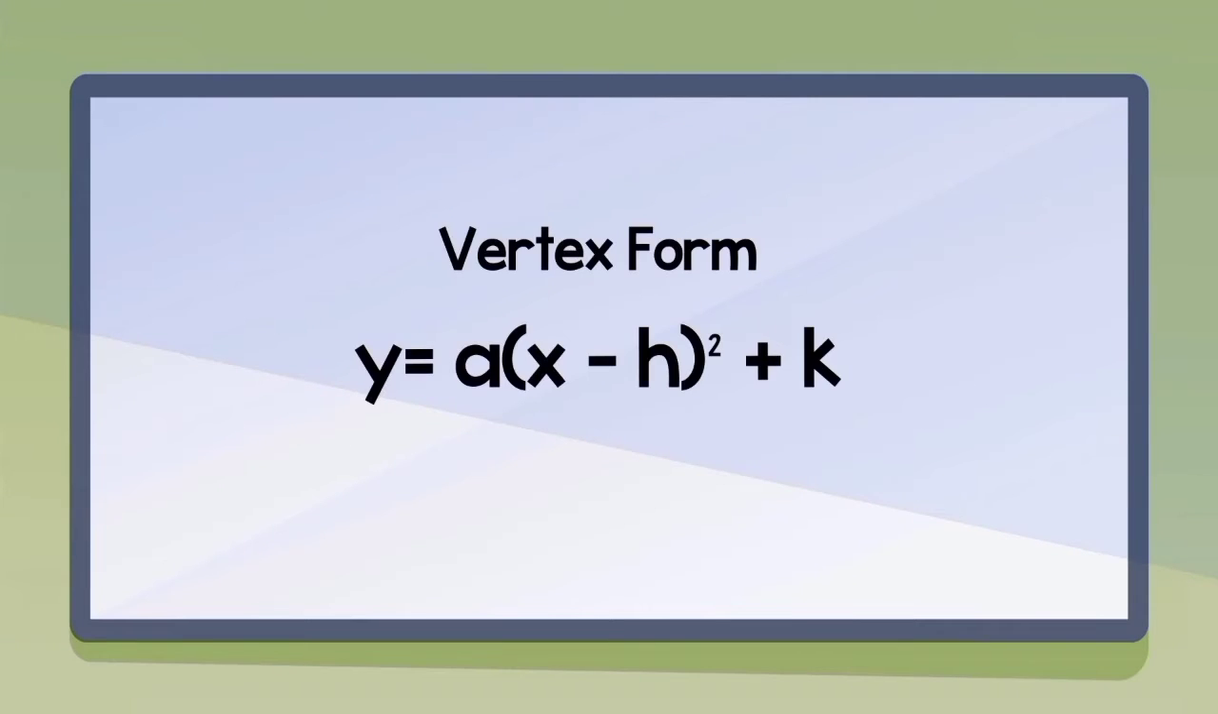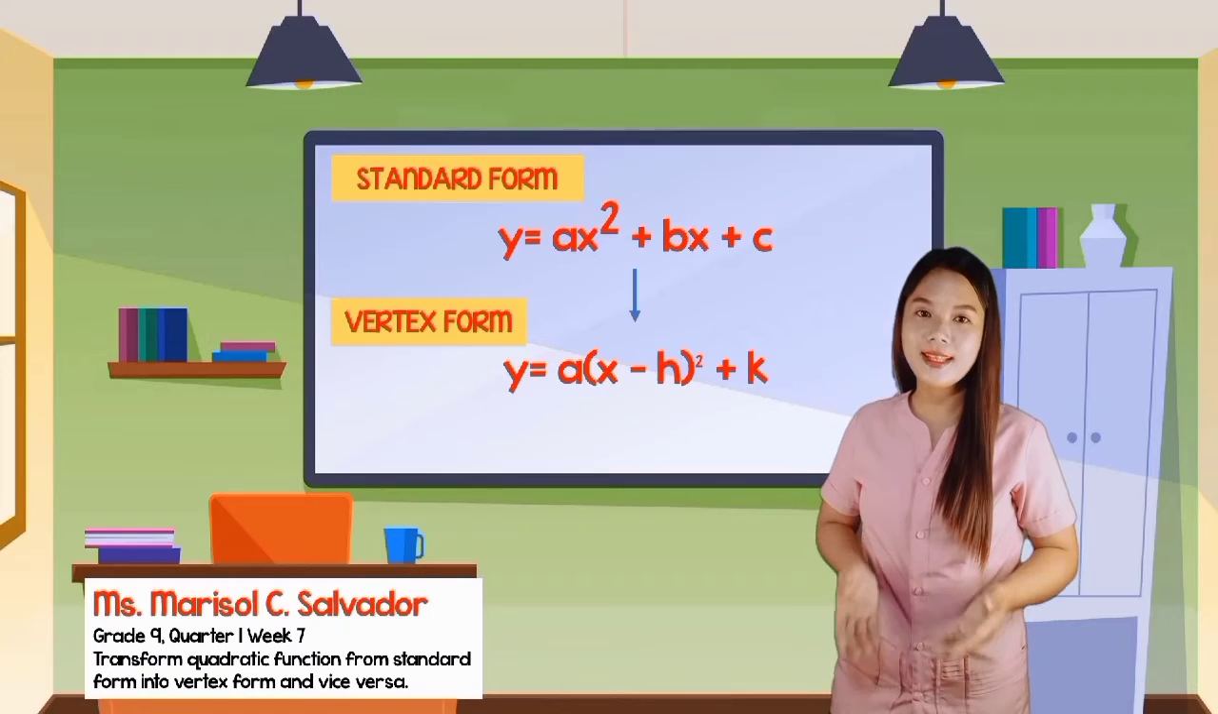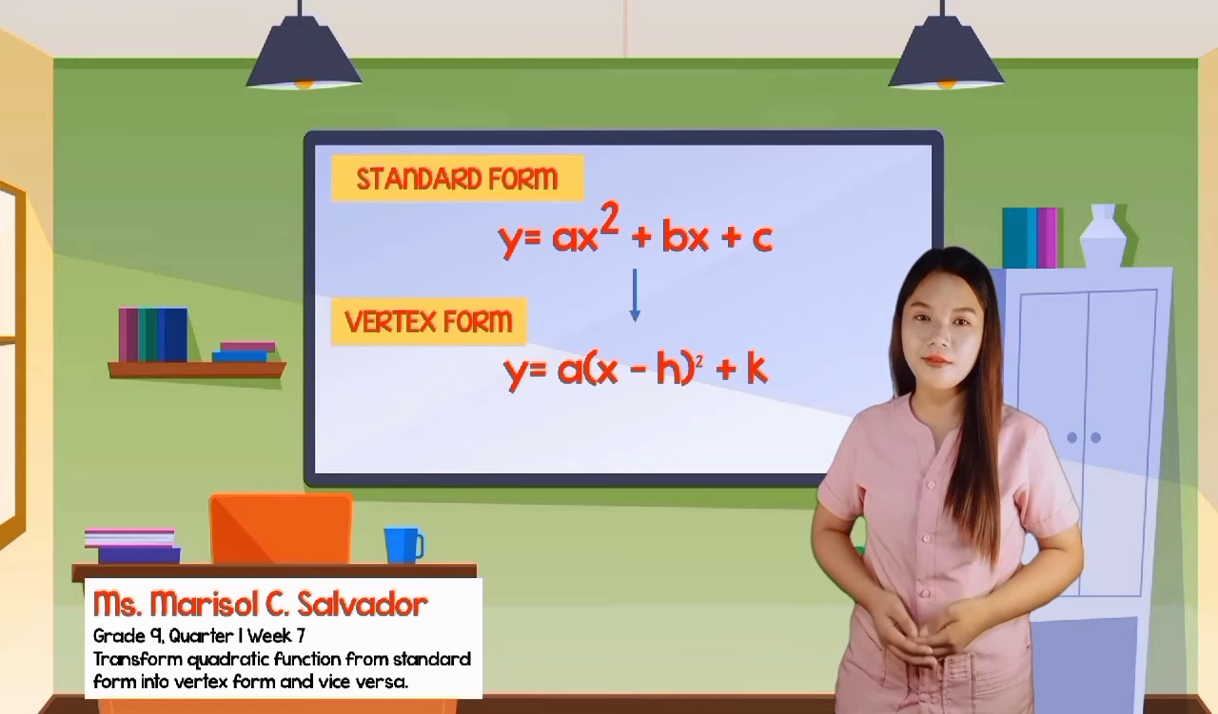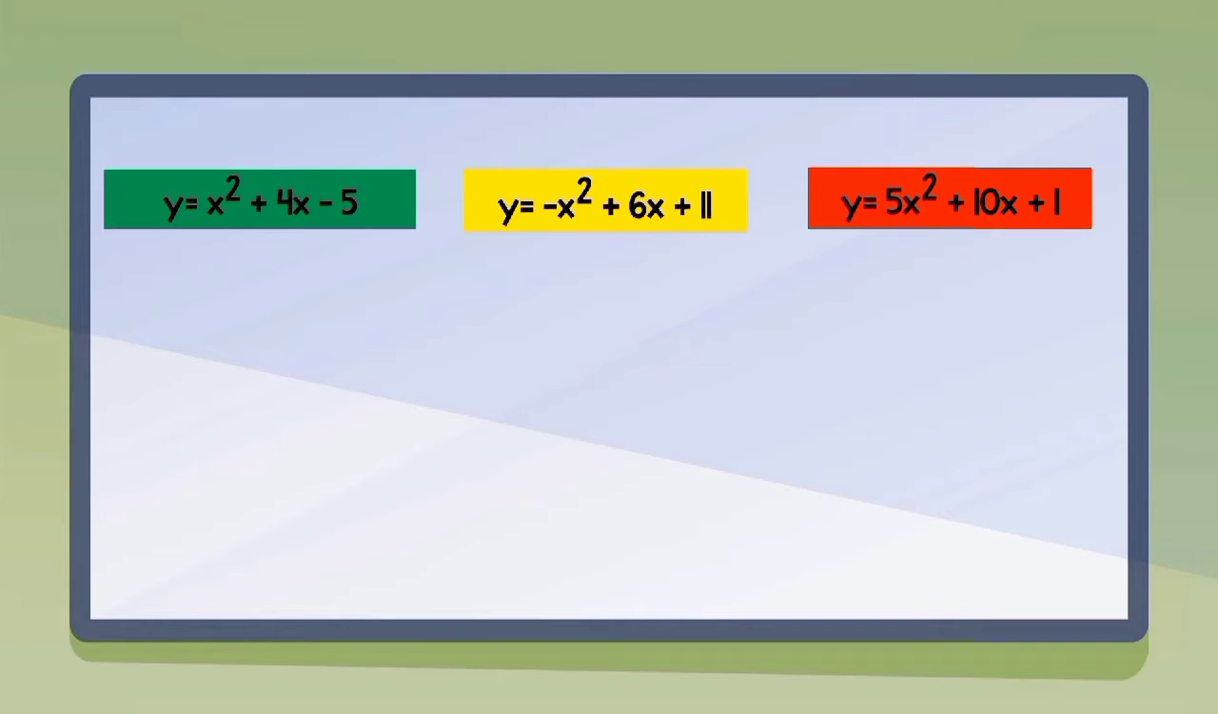Let us analyze this vertex form. Observe that x minus h squared is a square of a binomial. So from our standard form, y equals ax squared plus bx plus c, we have to create a perfect square trinomial from this equation so that its factor is a square of a binomial. Now, let us try to transform some quadratic functions from standard form to vertex form. We have three functions here. We will transform them from this form to this form. The first step that we need to do is to create a perfect square trinomial.